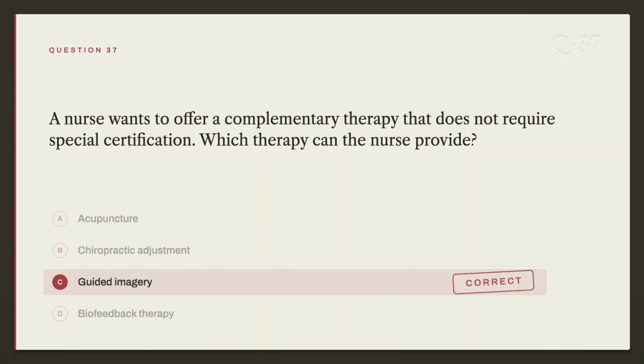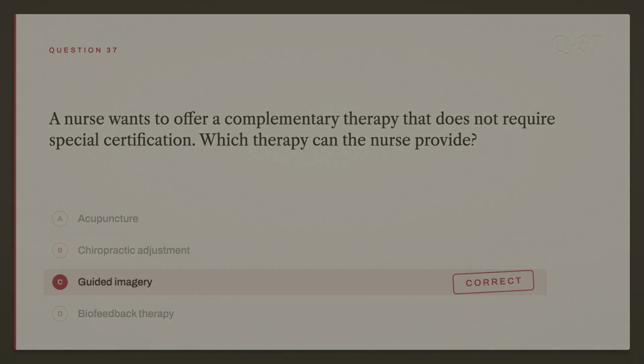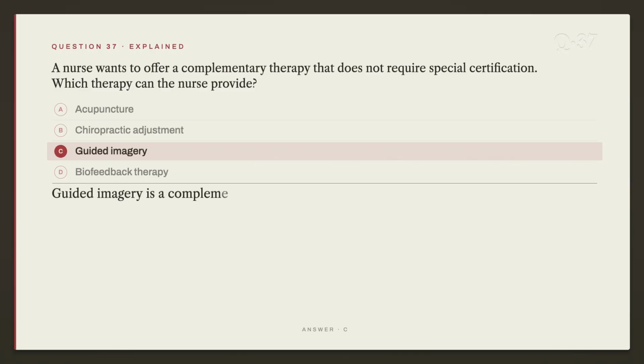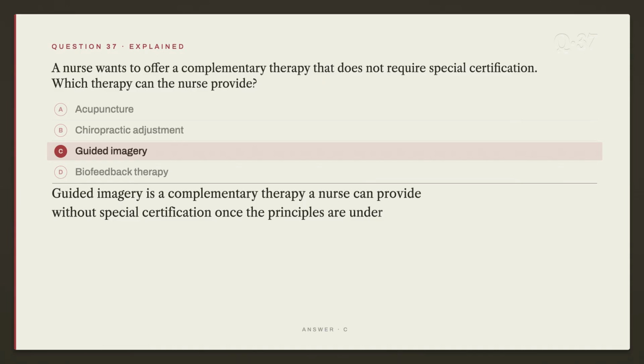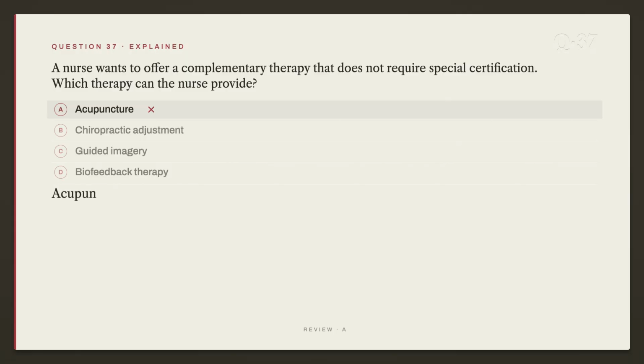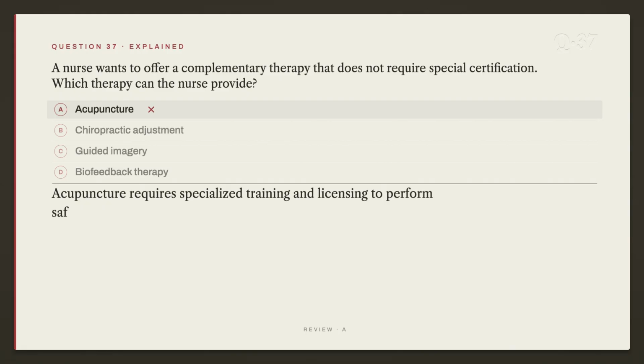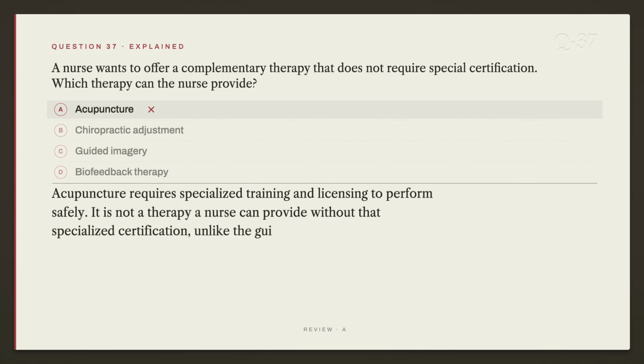The correct answer is C. Guided imagery. C is correct because guided imagery is a complementary therapy a nurse can provide without special certification once the principles are understood. The nurse can use it to help the client relax and manage discomfort. A is wrong because acupuncture requires specialized training and licensing to perform safely. It is not a therapy a nurse can provide without that specialized certification, unlike the guided imagery option here.